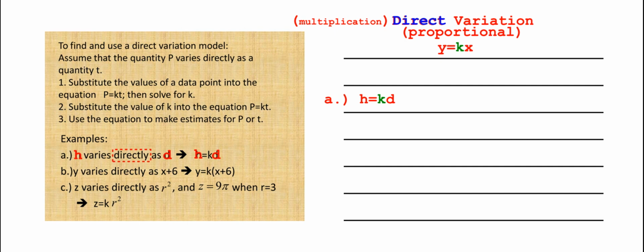So there is our equation, but we don't have anything else to use as a reference to find what our constant is in this case for the k. So let's go on to the next one then. B. For b, y varies directly as x plus 6. Therefore, our equation becomes y equals k times, in parentheses, x plus 6. Be aware of that. So what came first? Y. And how does it vary? It varies directly. Directly with respect to what? X plus 6. Do be aware of that.